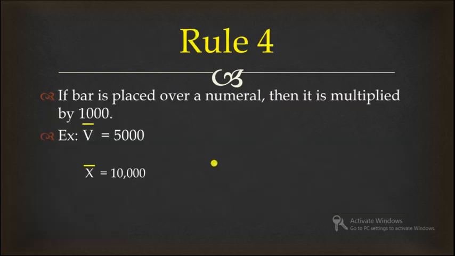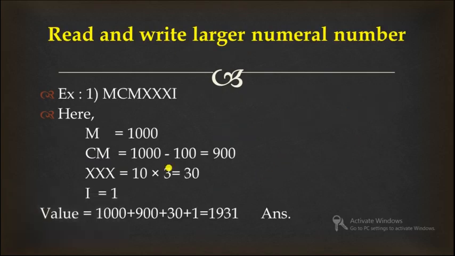Understood? Now rule number 4: if a bar is placed over a numeral then it is multiplied by 1000. As you can see on the screen, the bar is placed over the numerals V and X and the values became 5000 and 10,000. Let me show you. Value of V is 5 and the bar is placed over V, so it will be multiplied by 1000. Accordingly we'll get 5000.